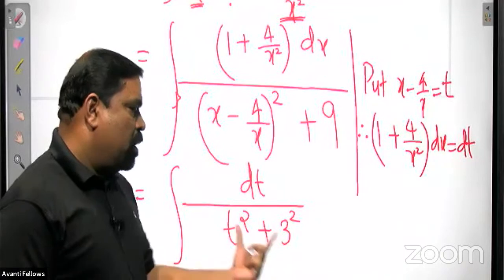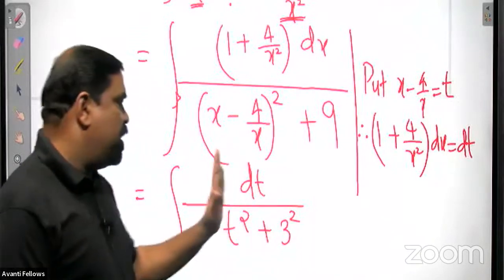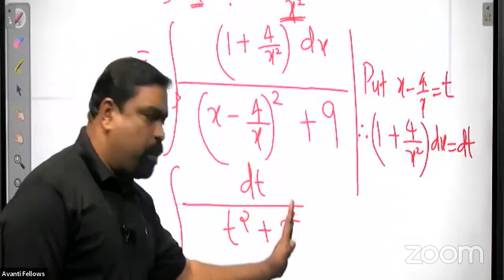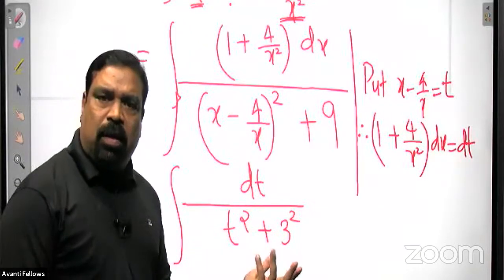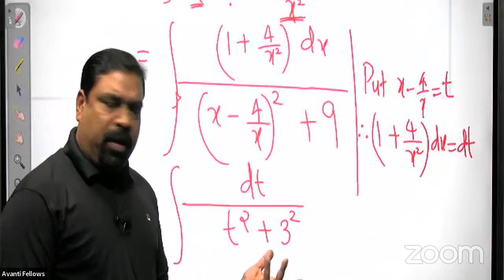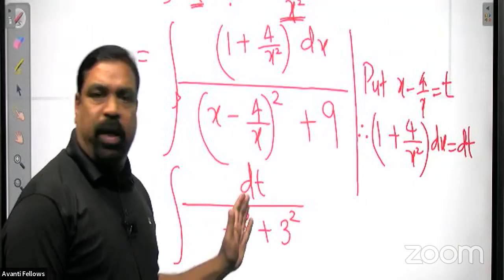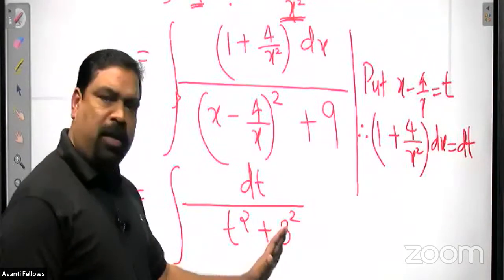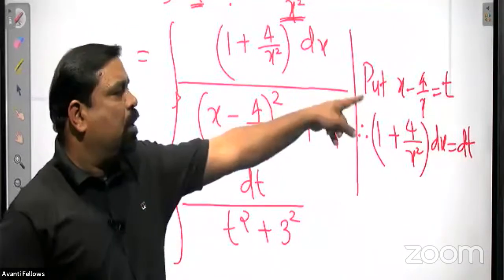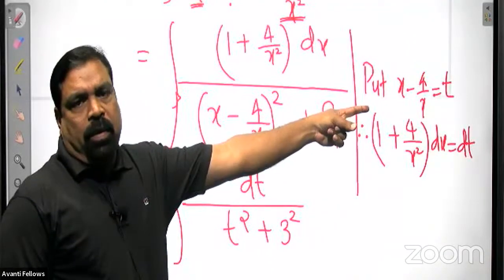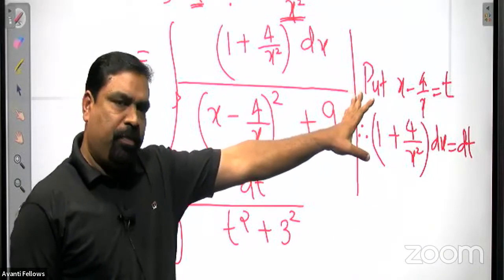Okay. And you know the formula. I need not say the formula actually. This is 1 by a square plus x square form. 1 by a square plus t square. Yeah, a square plus x square form. Isn't it? So, what is the integral? You know, everybody must be knowing. No? 1 by a tan inverse x by a. So 1 by 3 tan inverse t by 3 plus c. Again, t means we have to substitute. In the final answer, there should not be any t. Okay. We have to replace it by the actual value.